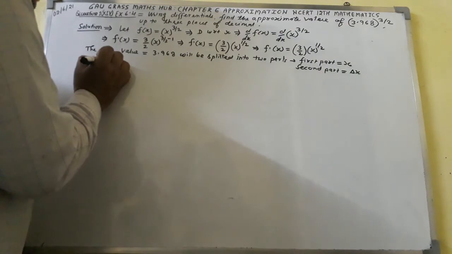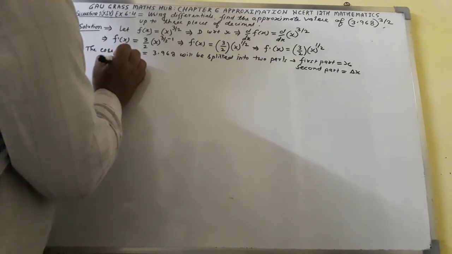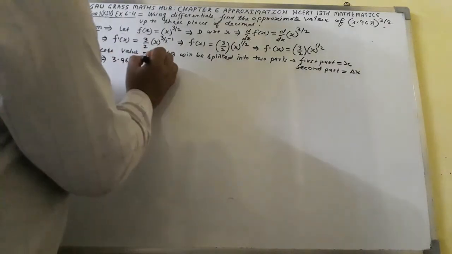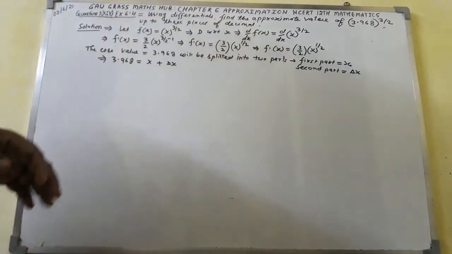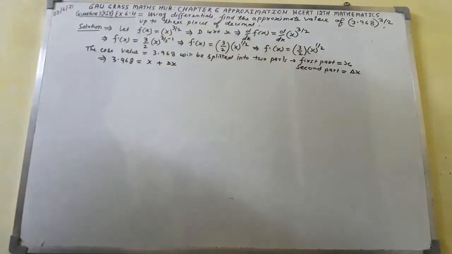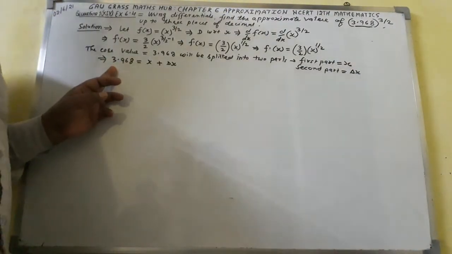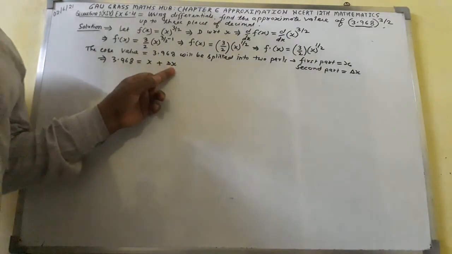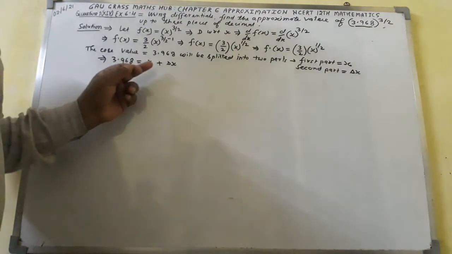Now it will become implied that the core value 3.968 equal to x plus delta x. You have to remember the core value will be equal to x plus delta x. First part is x, second part is delta x. What will we do next? Think over the first part.